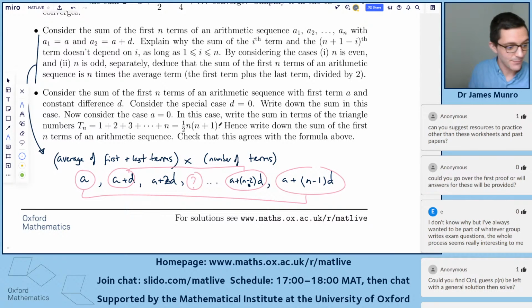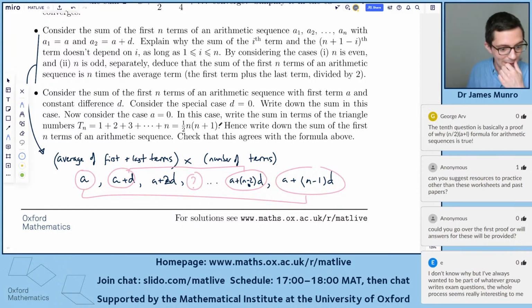And now there's this as well. Cool. Good. Okay. Yeah, it's a proof of why George's formula, was it George? Or some people earlier told me n over 2 times a plus l. It's a proof of why that formula works, and then checking that the formula really is that.